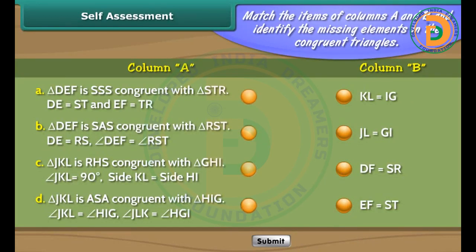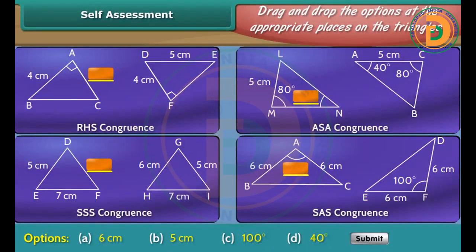Self-assessment. Match the items of columns A and B and identify the missing elements in the congruent triangles. Self-assessment. Drag and drop the options at the appropriate places on the triangles.